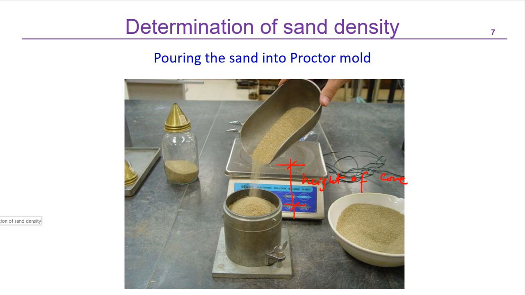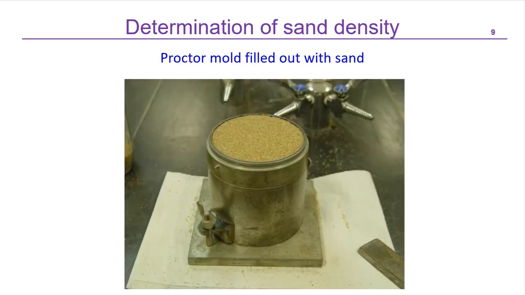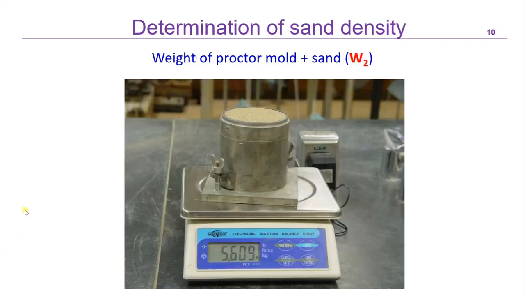Now once this gets filled, we are going to remove the excess sand, and then we are going to do the weight again. So this weight is now modified. This is the proctor mold filled with sand, with excess sand removed from the top. Then the next step is to place it on the weighing scale and get the weight of mold plus sand. So this is W2. So W2 minus W1 will give us the weight of sand inside this mold. And we know the volume of this mold.